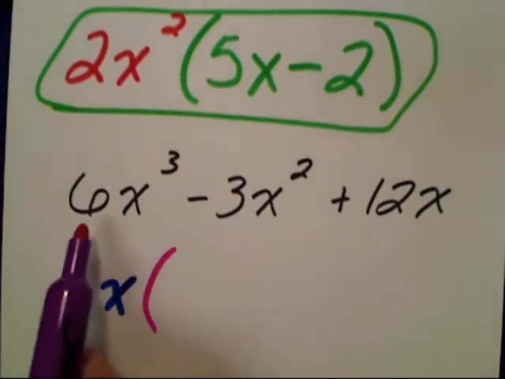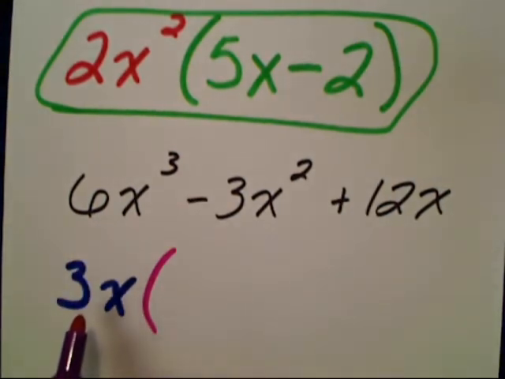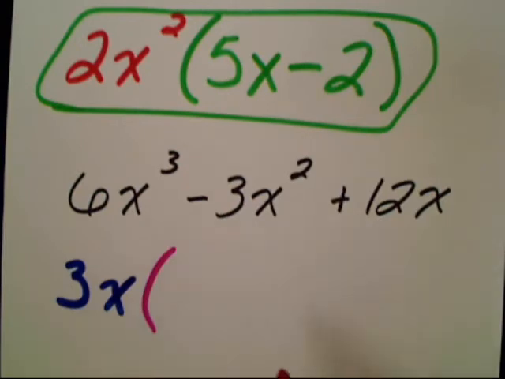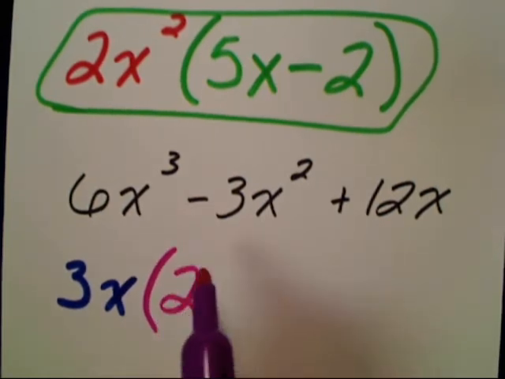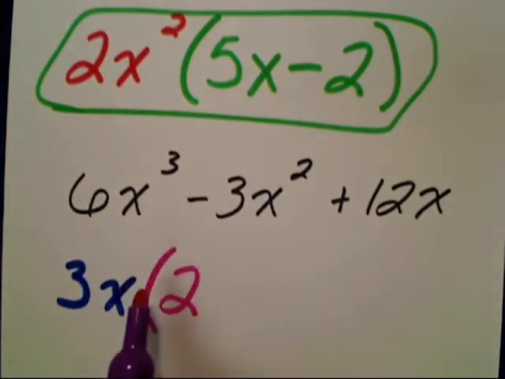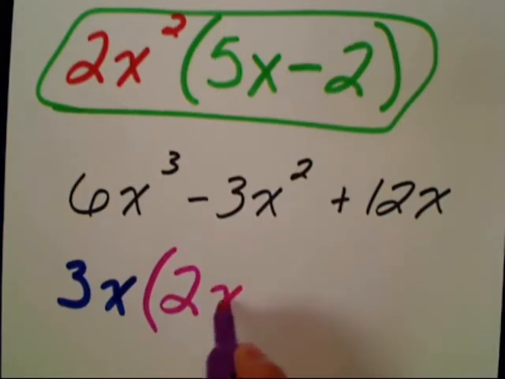If I pull out, now remember when you're pulling out the 3, you're not subtracting it, we're dividing it to the front because we're doing the opposite of that multiplication or distributing inside. So 6 divided by 3 gives me a 2. I have 3 x's here, I take out 1, I'm left with 2.